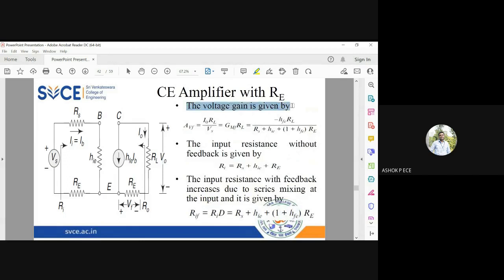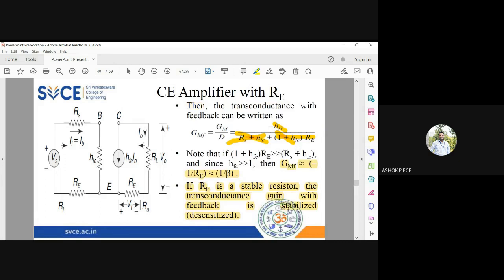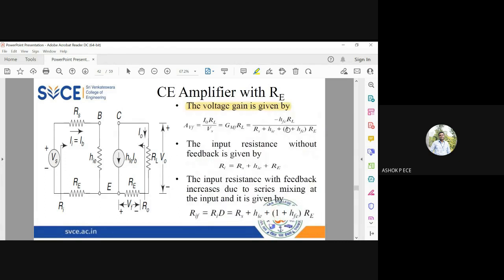You can also find voltage gain. So voltage gain AVF equal to V naught by Vs. You know V naught is I naught into RL divided by Vs, and I naught by Vs, you know it is GMF. So GMF into RL. So GMF expression, we have derived the expression for GMF. Substitute that, the minus HFE into RL divided by RS plus HIE plus 1 plus HFE into RE. So this is going to be the voltage gain.